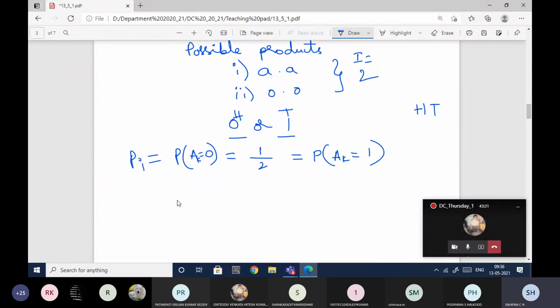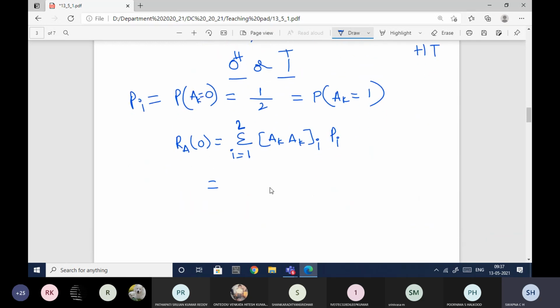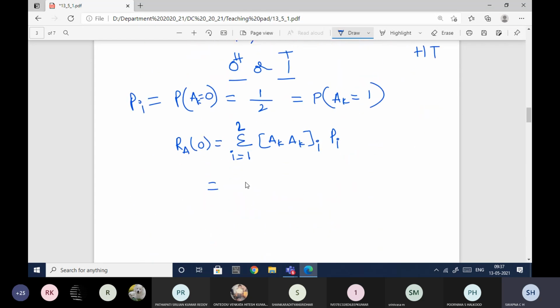So here I need to calculate RA of 0, which is nothing but summation i equals 1 to 2. When n is equal to 0, I'll have only two products, AK into AK of i, Pi. Okay, this I need to calculate now. So this will be equal to AK into AK for the first product. It can be A into A. A into A is A square, right? 0 into 0 will be 0. So the first one can be A square.